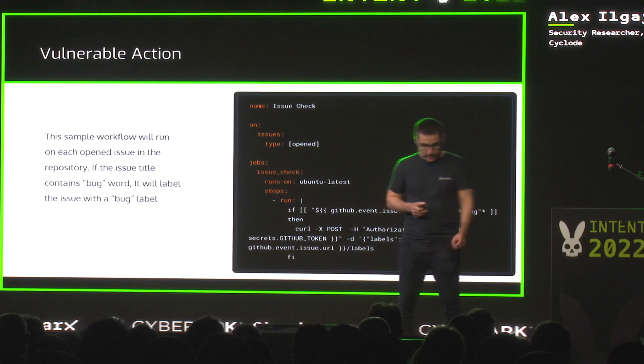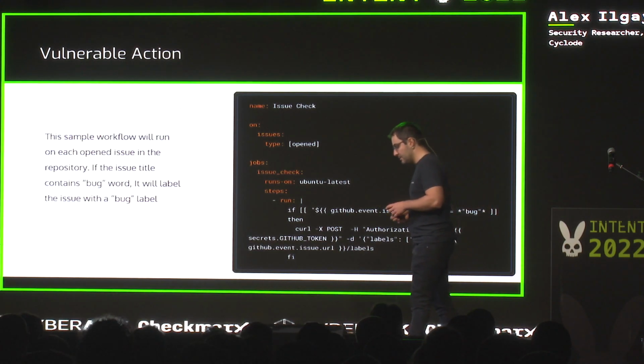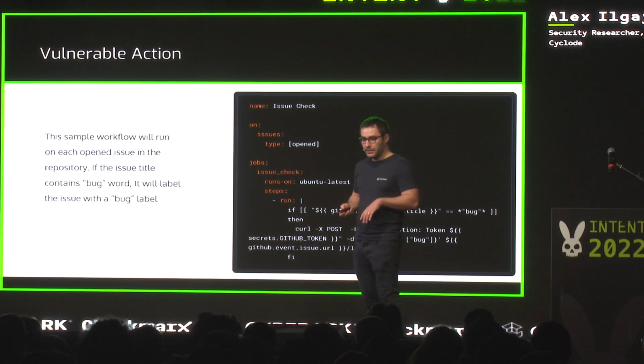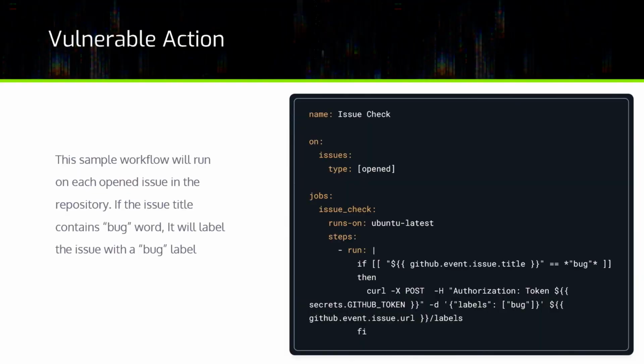So now that we understand what GitHub is, what a GitHub Action is, and why it's so powerful, let's understand what kind of vulnerabilities we can have in GitHub Actions. So we created a simple workflow that's called issue check. It will be run whenever a new issue is created on GitHub. An issue is a popular method to report bugs or feature requests in the repository you're maintaining.